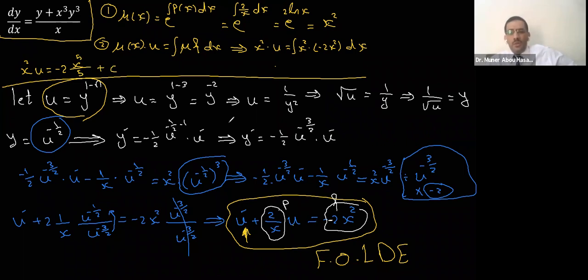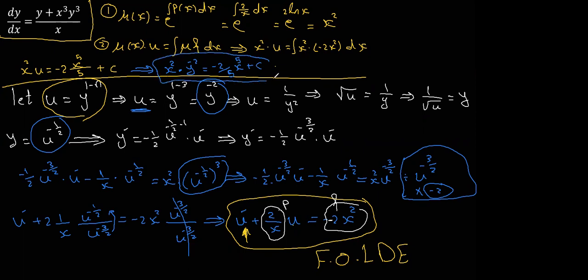Now we didn't finish because you found the solution in terms of u. Go back. Instead of u, you have y to the negative 2. So go back to the u. X squared times, instead of u, you have y to the negative 2 equal negative 2 divided by 5 x to the 5 plus c. Thank you, Fatima. This is my solution in terms of y. Is it clear?